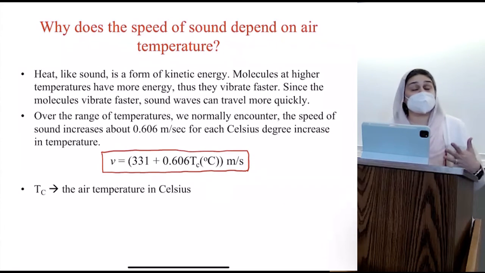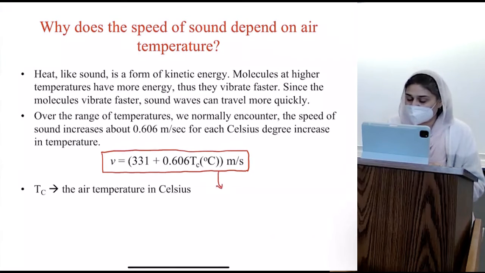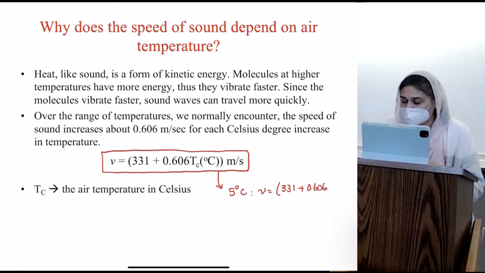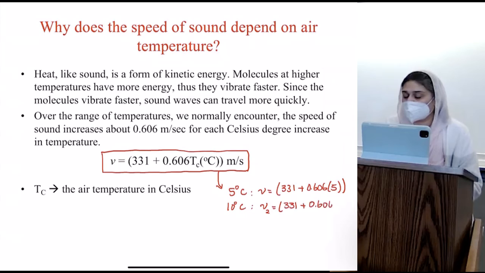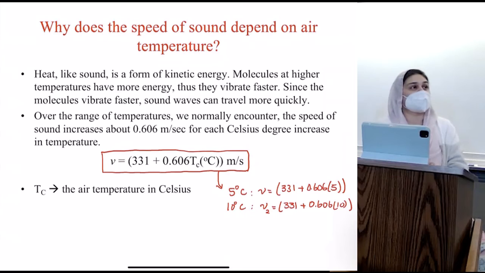What you have to do to find the speed at, say, 5 degrees is, at 5 degrees, the speed will just be 331 plus 0.606 times 5 degrees. What will be the speed at, say, 10 degrees Celsius? 331 plus 0.606 times 10. Can someone tell us the answers to those questions?